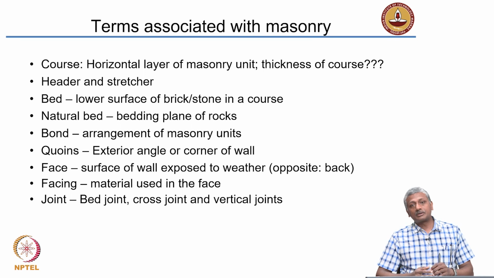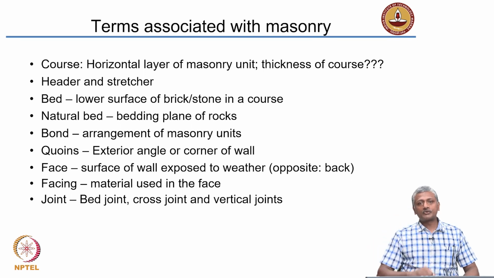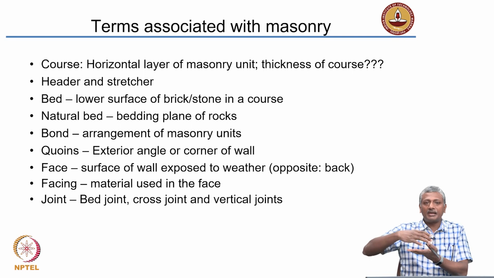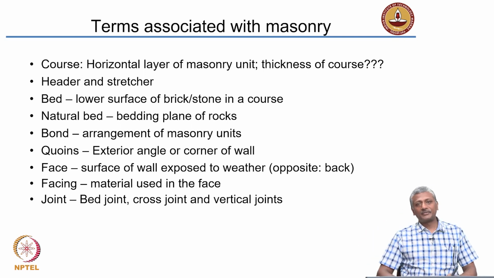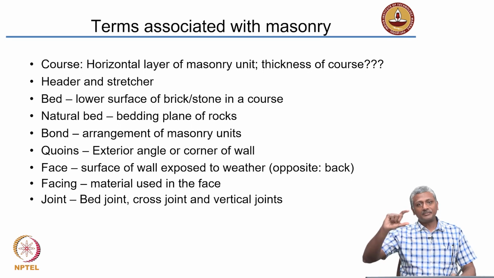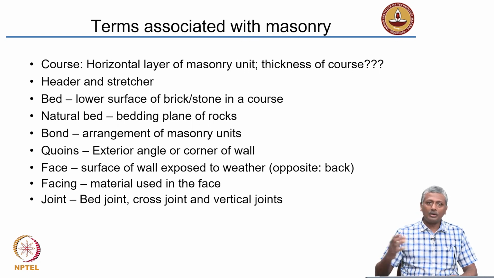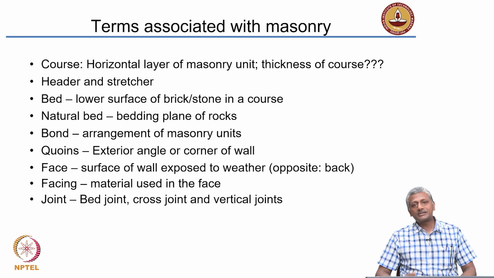If you are using a concrete block, the thickness in a course will be 20 centimeters. If you are using a traditional brick, which is 23 by 11 by 7, typically 23 by 11 is the top and bottom cross sectional area, and the height is 7. So, if you are using a traditional brick, the height will be 7 centimeters. Now, depending on how you are placing these bricks in your wall, they are called headers or stretchers.